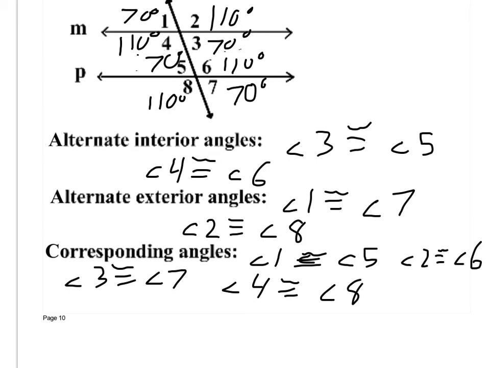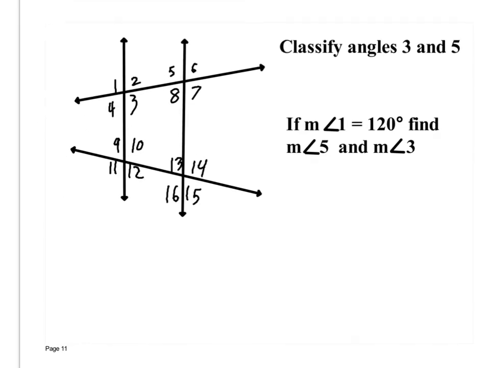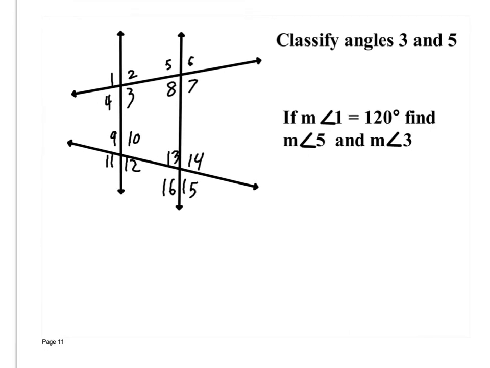If I know one, then I can use all the relationships that we have to figure out what the others are. And that's what you're going to do here. So you need to copy this down. This is a lot of what you're going to see in your homework. It's going to give you 2 parallel lines with a transversal. In this case, this has 2 transversals. And it's going to say classify angles. It's going to pick 2 angles and say classify. So you have to go through your list and figure out which one it fits.